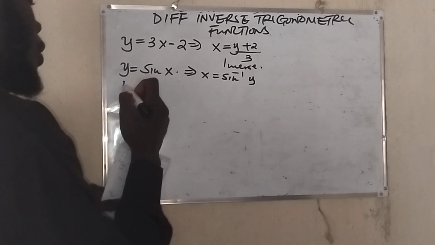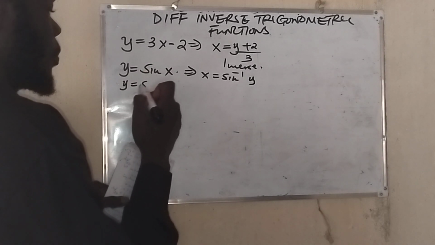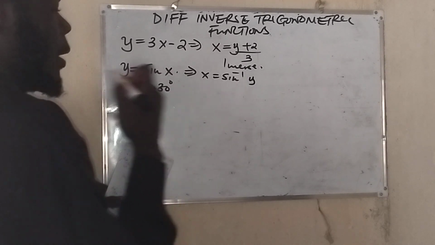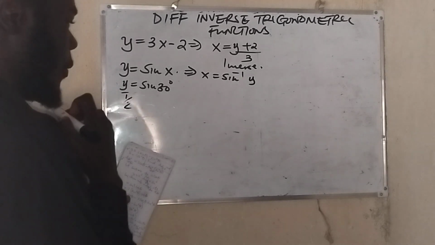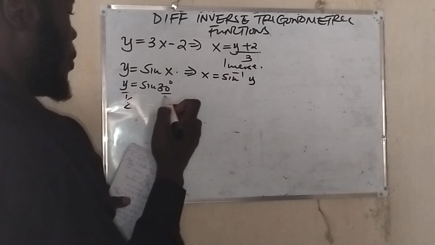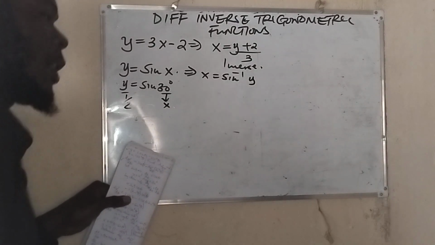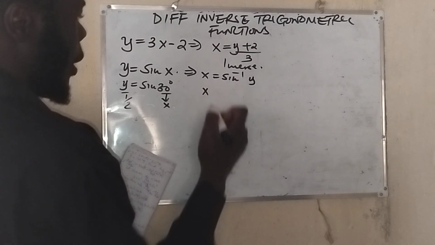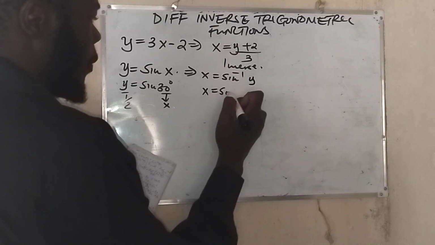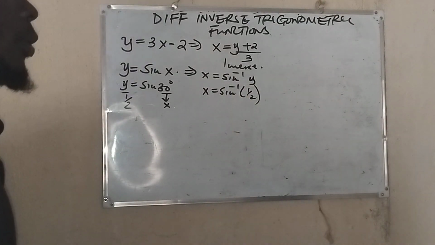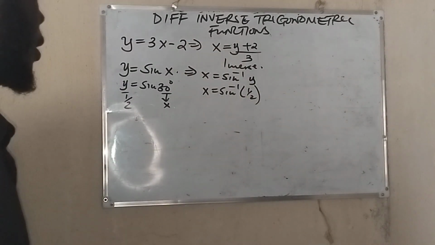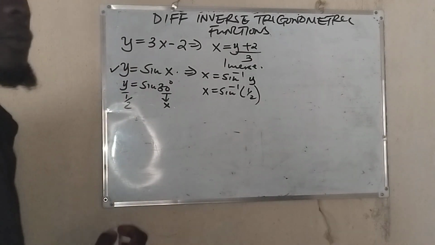Let's say you have y equals sine 30 degrees. It means your y is a half, and now our x is 30. So if we need x, then you have to find the sine inverse of a half. Now let's look at how we differentiate this kind of function.